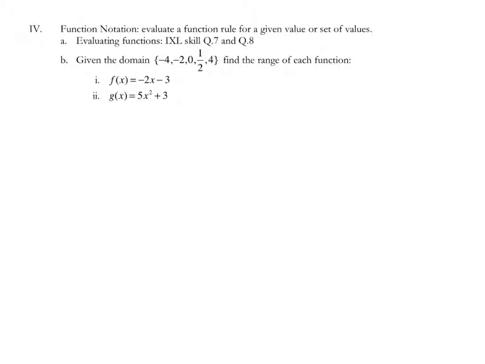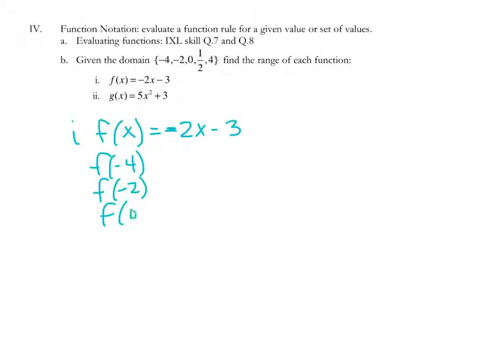Function notation. Evaluate a function rule for a given value or a set of values. There's IXL skills Q.7, Q.8 for this, again, in the algebra section. If you're given a domain, find the range. So I gave you 2 functions and a domain, and we're going to find the range. Let's do the first one. f of x equals -2x minus 3. We're going to plug each of these values in the domain in and get a range. So that means we find f of -4, f of -2, f of 0, f of 1/2, and f of 4.